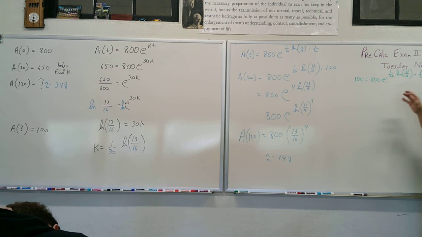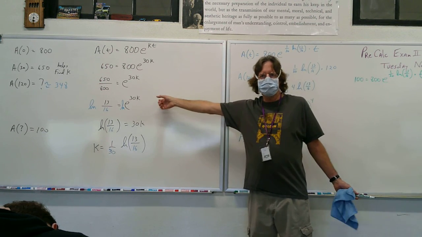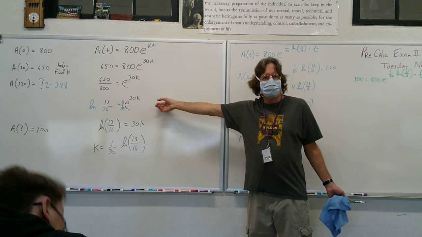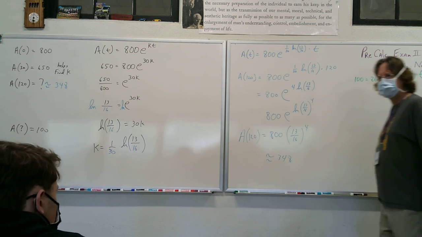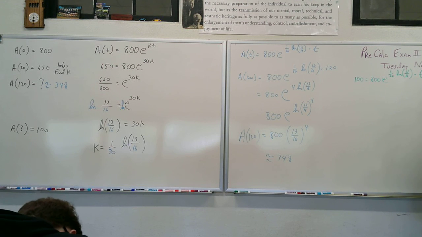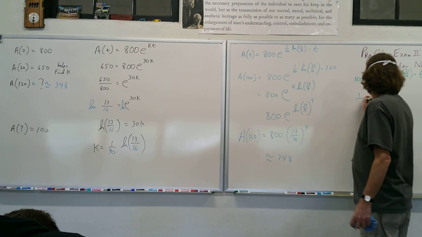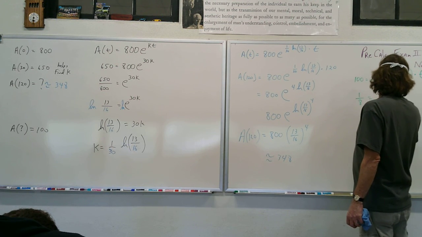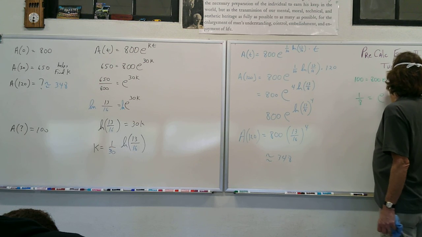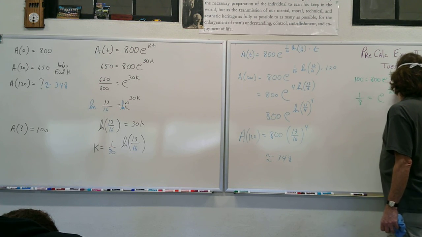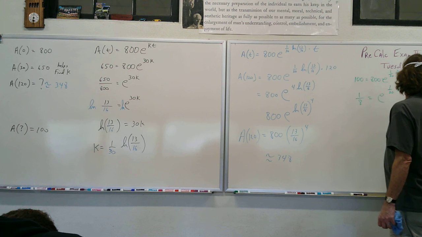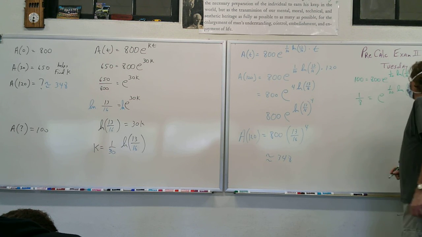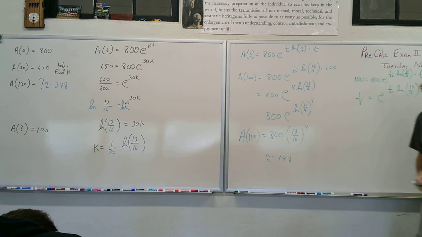And how many of you are noticing that how you work this is the same way that you work this one over here? You saw them for k or t, it's the same setup. 1/8 equals e to the 1/30th natural log 13/16 times t. Take the natural log of both sides, right? Okay?